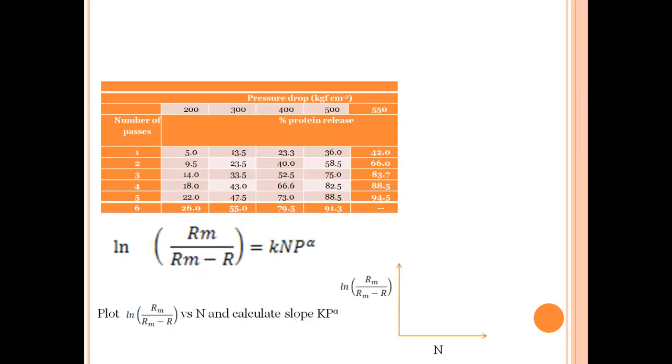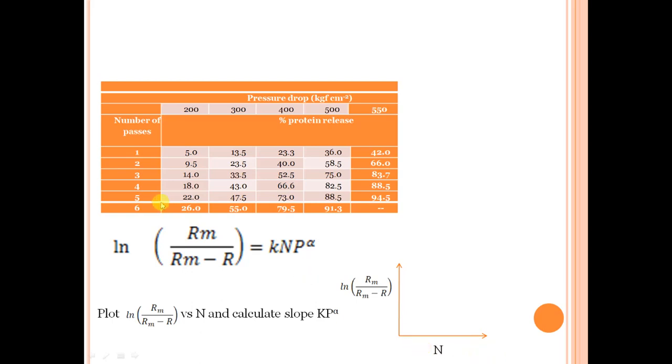Okay, along with that they have given this table. So this table will be given to you with number of passes data and the protein release data at different pressures. So different pressures it is working, and different passes. We have seen this equation already, so we will use this equation for plotting. We have to plot first ln Rm by (Rm minus R) versus N, with this along the y-axis and N along the x-axis.